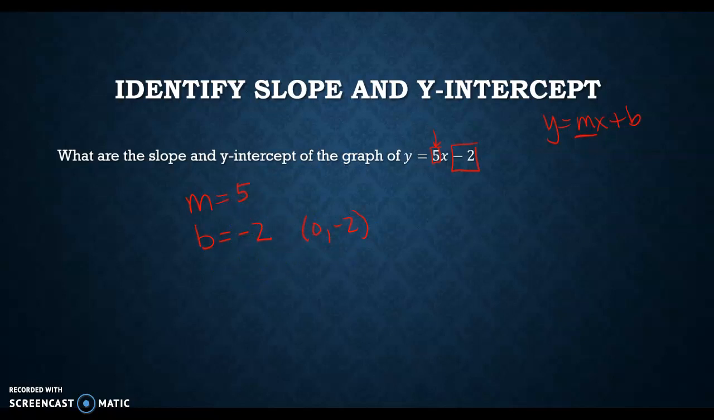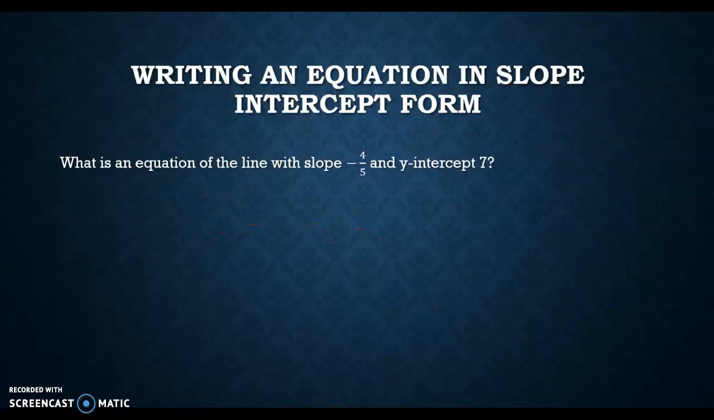We are going to do another example. So this one is writing the equation given the slope and the y-intercept. So what is the equation of a line with a slope, my m, of negative 4/5, and a y-intercept, which is my b value, of 7?